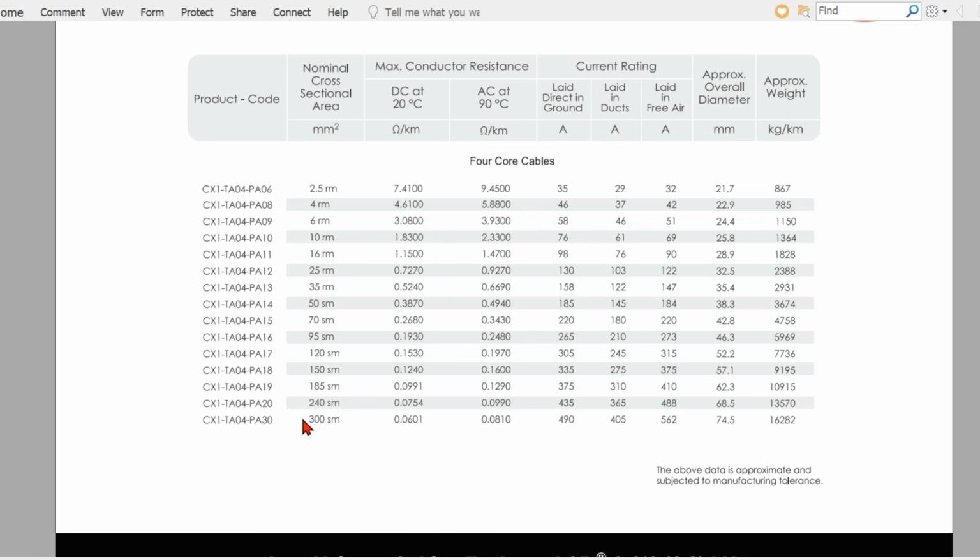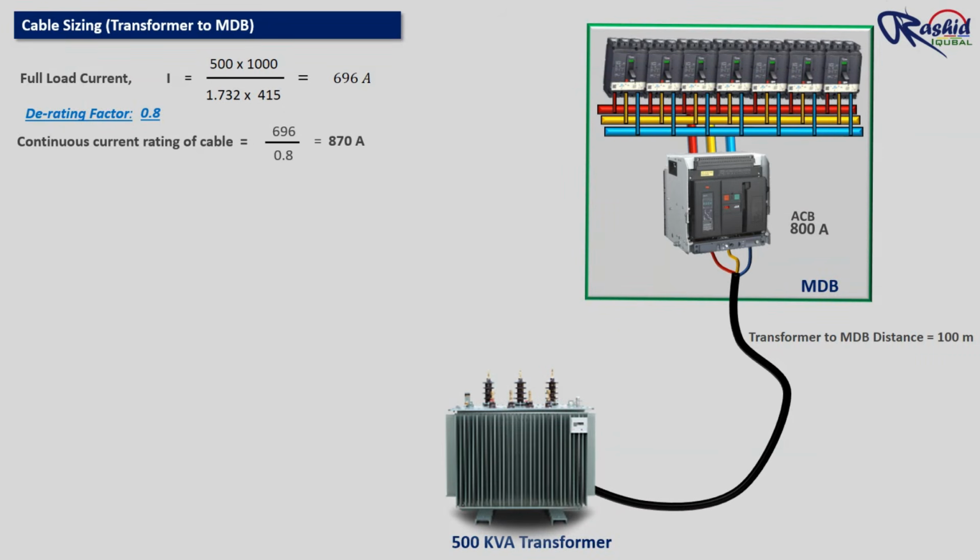Looking at the catalog, we can see that the largest available cable size is 4 core 300 square mm, which has a current carrying capacity of only 490 ampere. You can see here 490 ampere. This is the current carrying capacity of 4 core 300 mm square cable. But we need a cable capable of carrying at least 870 ampere.